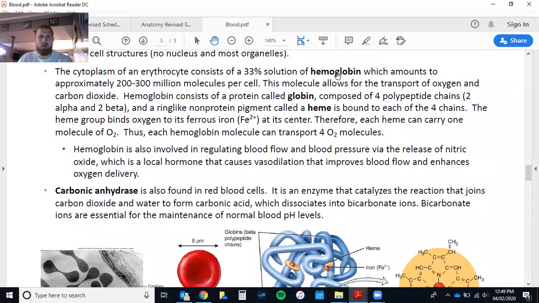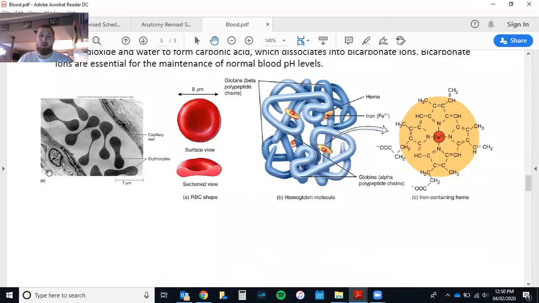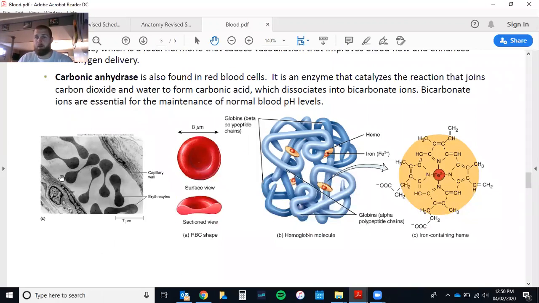Okay, I've already mentioned a little bit about hemoglobin. It makes up about 33% of the cytoplasm of a red blood cell. Overall, that totals about 200 to 300 million molecules of hemoglobin per cell. This is the molecule, as I mentioned, that allows for the transport of oxygen and carbon dioxide. It's called hemoglobin because it's made up of two parts, heme and globin. Simple as that.